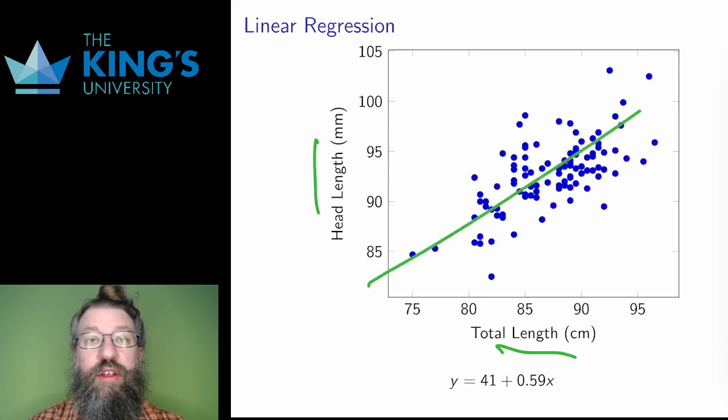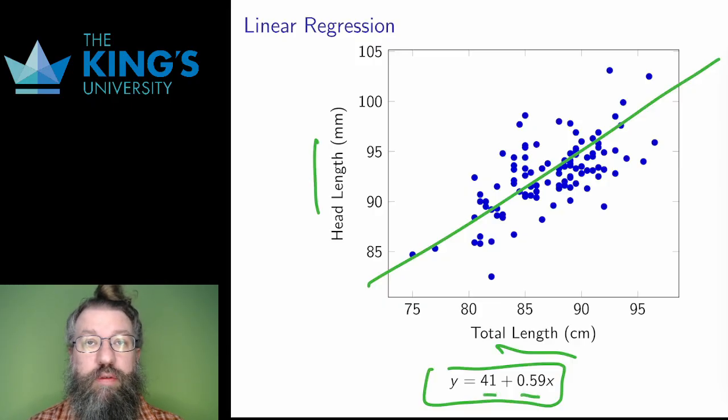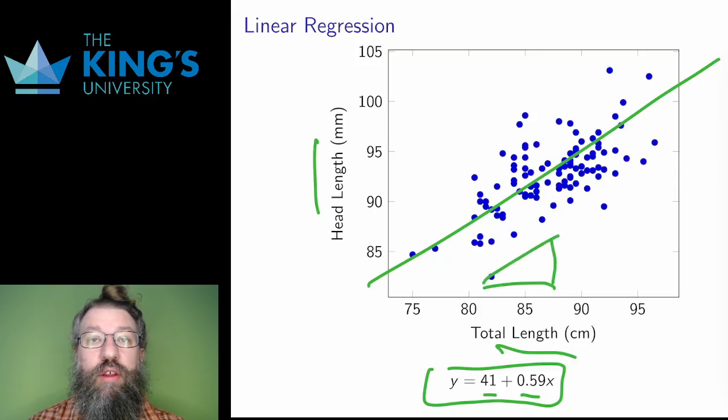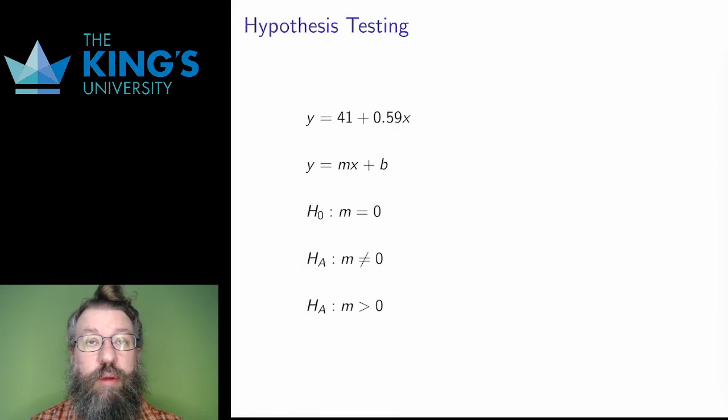A linear regression is a theory that there is a linear relationship between the variables. Here's data from an earlier video about possum head length and total length. We generated a linear model using least squares regression. That process suggested an intercept of 41 and a slope of 0.59. The slope meant that for every centimeter long the total length of the possum is, the head length also increased by 0.59 centimeters. So what does it mean to statistically test a linear model?